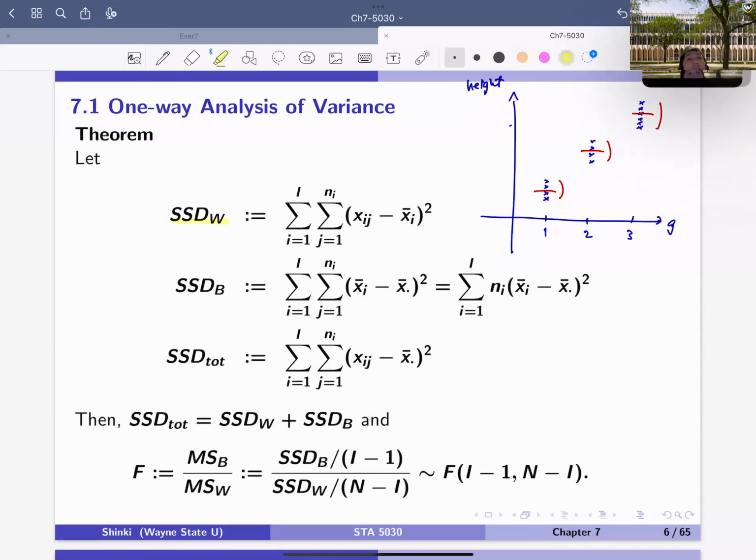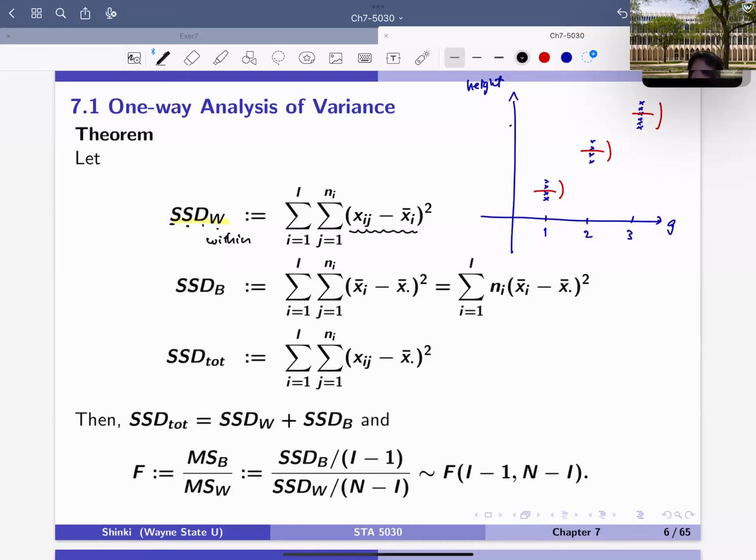So first, SSDW, that is the sum of squared deviation. So sum of squared deviation within group. So W stands for within. So you can see within the group, we calculate the deviation, xij minus group mean.